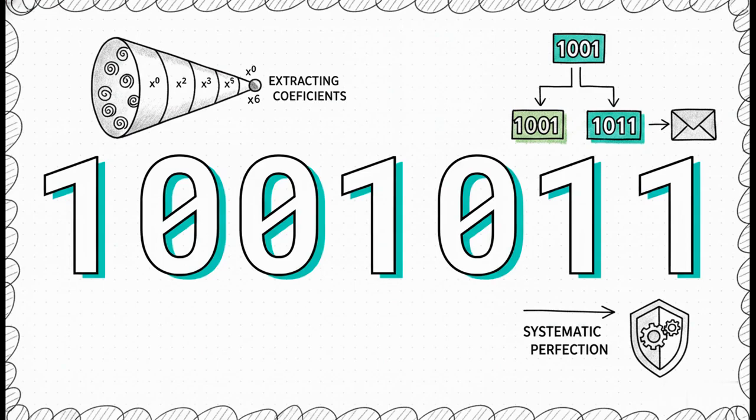Look closely at what happened here. The right side, 1011, is our exact original message, perfectly preserved, while the left side isolates the parity bits. That is systematic perfection right there.